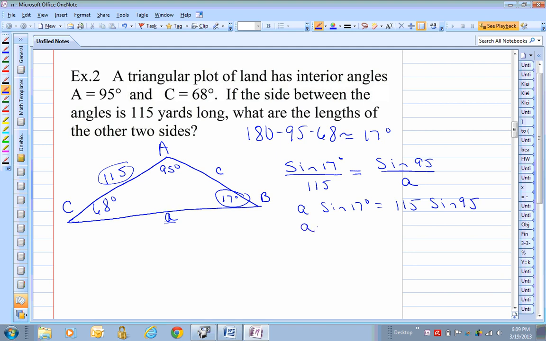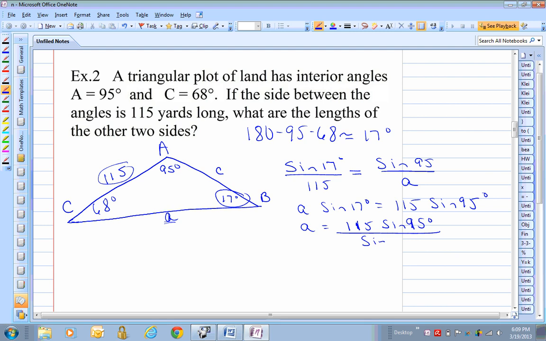To solve for A, we'll have 115 times sine 95 degrees divided by the sine of 17 degrees. And when we do that in our calculator, we'll get A is approximately 391.84 yards. All right, so let's go ahead and put our unit of measure there: yards. That makes sense, since that's the largest side. It's much larger than the side across from B.